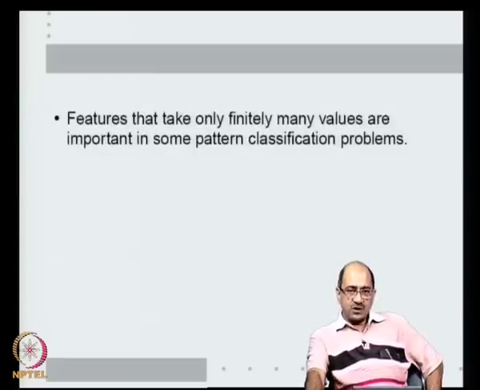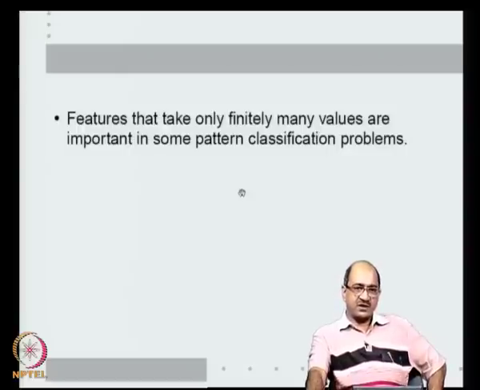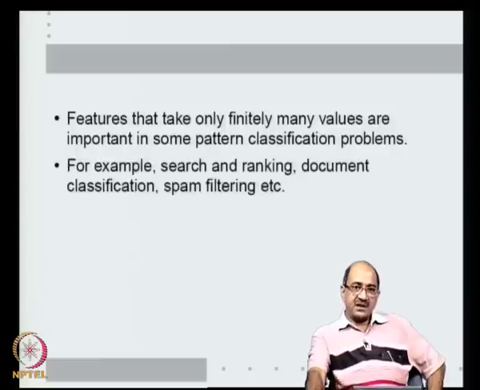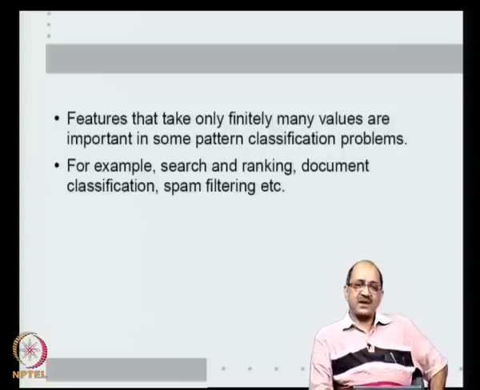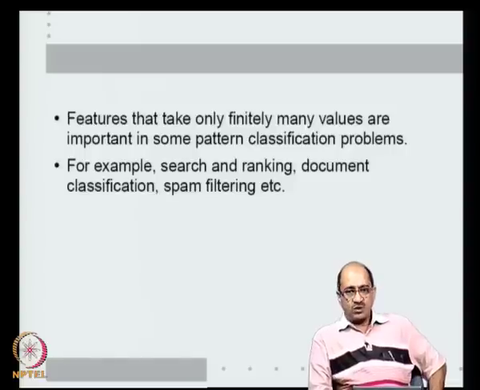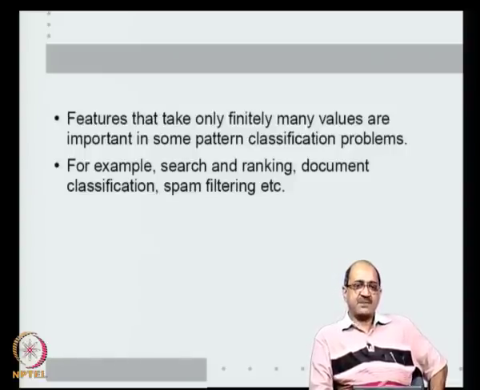Now, discrete random variables are also important in many pattern recognition problems. Many pattern recognition problems come with continuous random variables, but discrete random variables taking finitely many values are particularly important in some of the recent problems which are mostly web based: search and ranking, document classification, spam filtering and so on. For example, if I want to classify HTML pages as advertisement pages or information pages, ultimately the features I measure are the number of links it has, kinds of words it has and so on. So, most of these features will take only finitely many values.